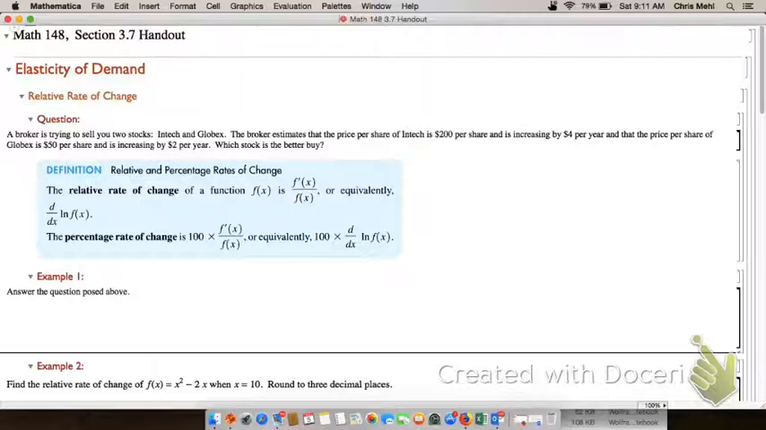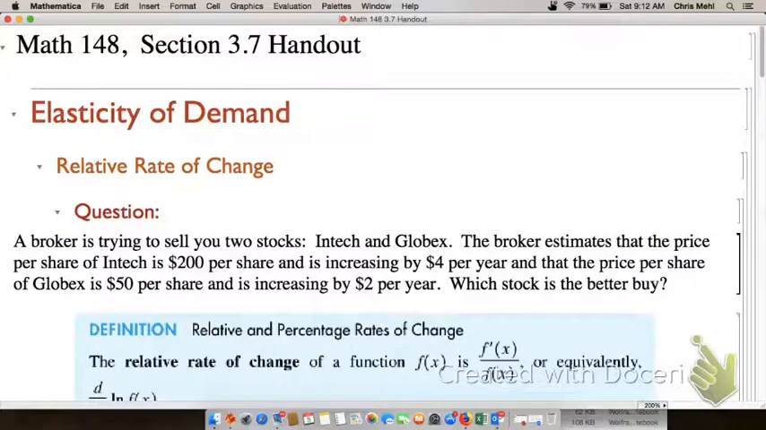So let me go through that and get us all the way up to at least defining the elasticity of demand, and then at least doing an example calculating an elasticity and also interpreting what that quantity represents. Okay. Alright, so before defining and calculating elasticity of demand, I want to pose a question and then define what is called the relative rate of change.